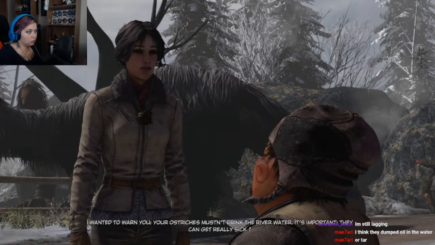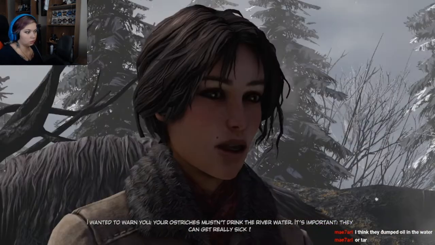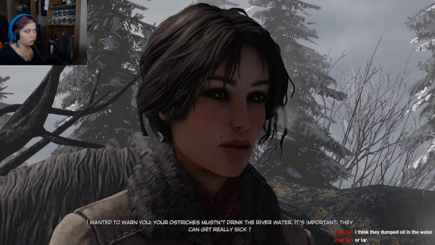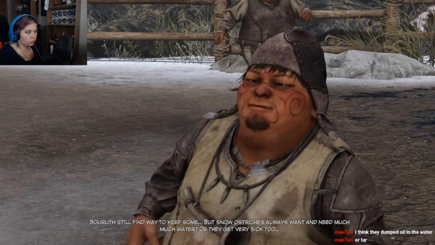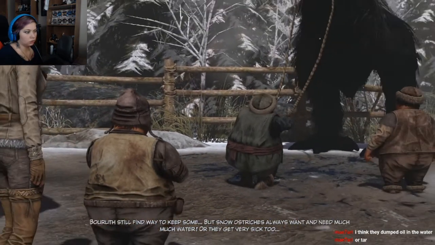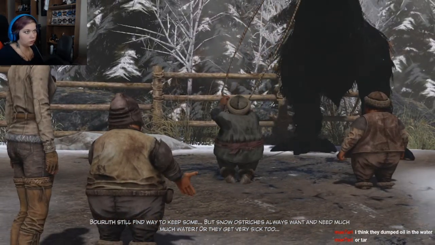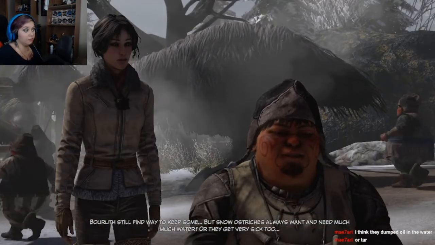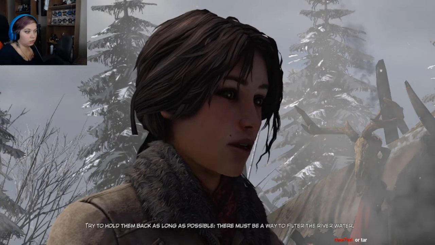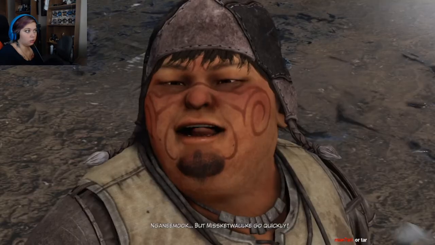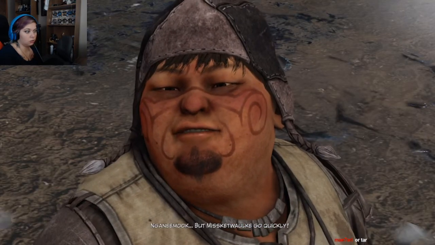I wanted to warn you. Your ostriches mustn't drink the river water. It's important. They can get really sick. Buruth still find way to keep some. But snow ostriches always want and need much water. They're massive. Very sick too. Try to hold them back as long as possible. There must be a way to filter the river water. Unganemu. But Miss Catwalk, go quickly.